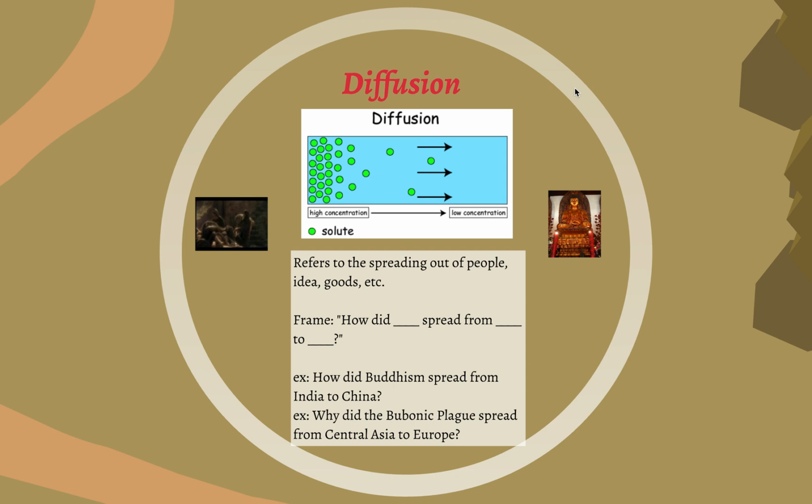Yeah, I did. So diffusion, ladies and gentlemen, is the spreading out of something from where it was, where there's high concentration, to a place where there's low concentration. You're going to use the same frame anytime you ask it.